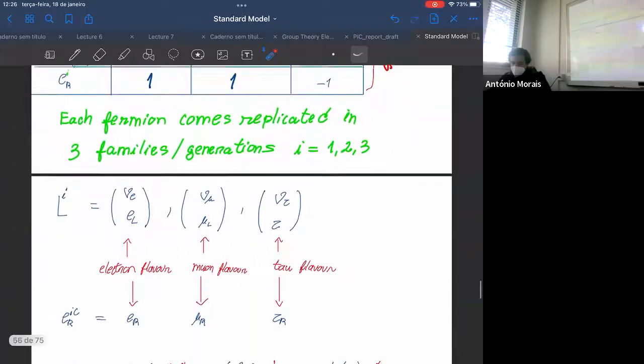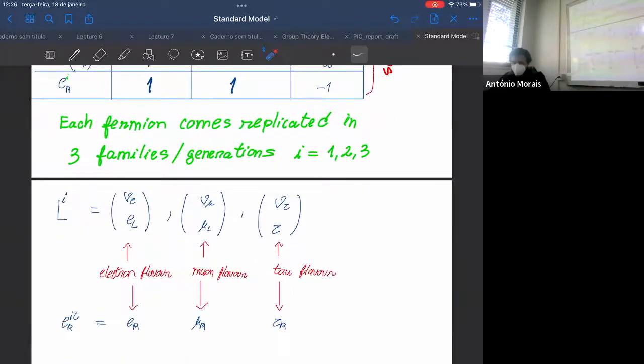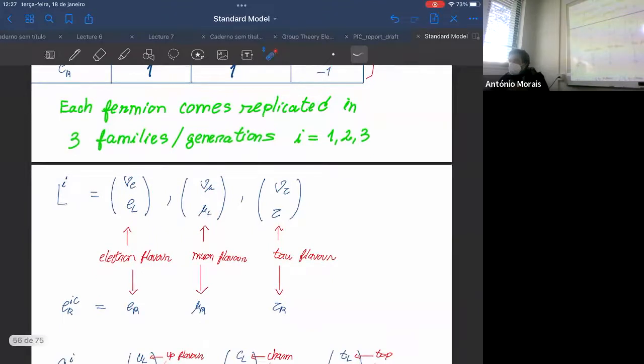The replication is represented this way. For the leptons, the left-handed ones are doublets of SU(2) because they put together neutrinos and the corresponding charged lepton: electron, muon, and tau. The right-handed parts are singlets. Note that in the standard model we don't have right-handed neutrinos. If you had right-handed neutrinos, you could write a right-handed analog of this doublet, but you don't in the standard model. That's something that maybe happens at a higher energy scale.